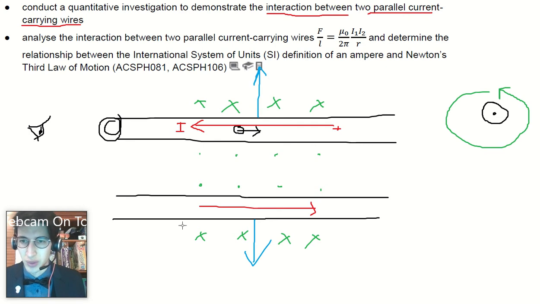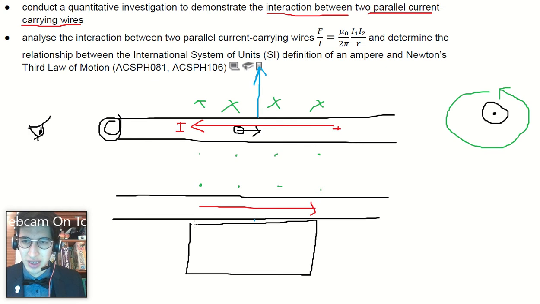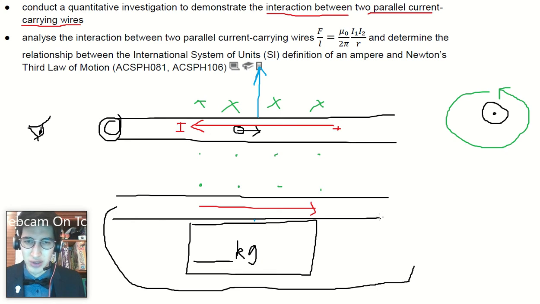So what we can do is this bottom wire here, we can put that onto a scale which is going to measure the mass of the wire in kilograms. Right, so it's going to give you some number of kilograms for the mass of this wire. And this wire will need to be attached to a power source of some kind.